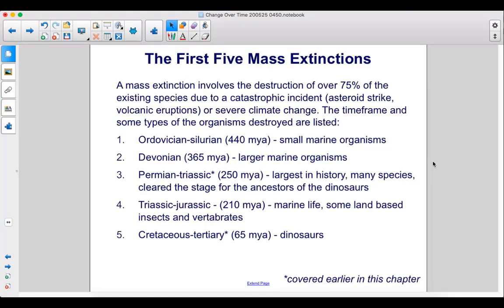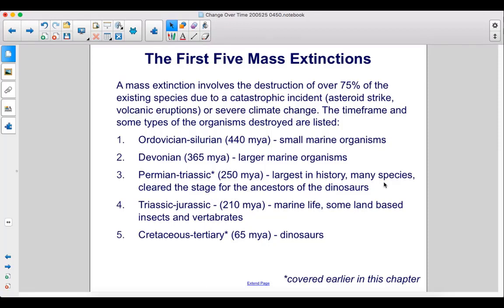A mass extinction involves the destruction of over 75% of the existing species due to a catastrophic incident like an asteroid strike or volcanic eruptions or severe climate change. The time frame and some types of the organisms destroyed are listed. Ordovician-Silurian, 440 million years ago, destroyed small marine organisms. Devonian, 365 million years ago, destroyed larger marine organisms. Permian-Triassic, 250 million years ago, was the largest in history.